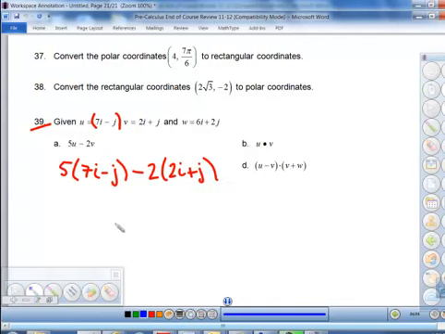Alright, so this is like algebra 1 stuff. So this is going to be 35i, that's going to be minus 5j, and then minus 4i, and then minus 2j. Oops, j.